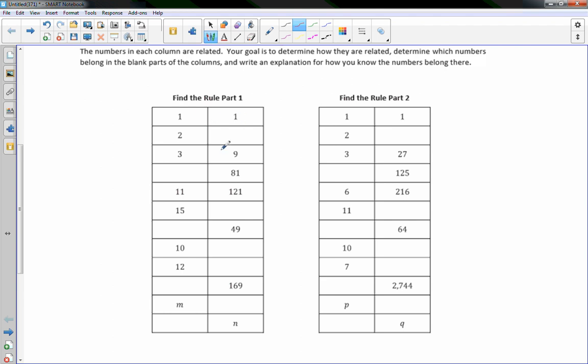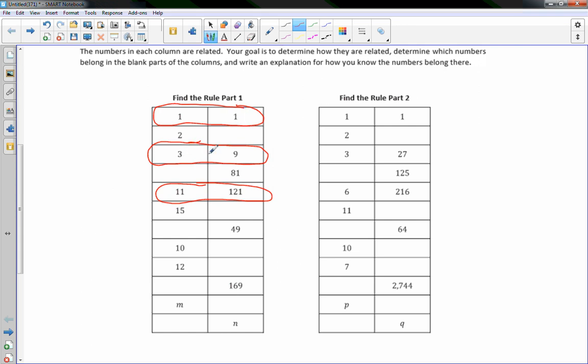Here it says to find the rules. So when we look for rules, we look at what we know about both components of the bivariate data. And these are the 3 terms, where I have an x and a y, if you will. And there's not much I can do looking at 1 and 1. It could be 1 times 1. It could be 1 divided by 1. It could be 1 plus 0. That doesn't tell me much.